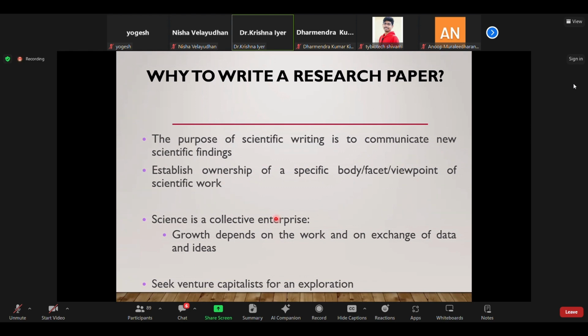And of course, from a financial perspective, when you write grants and when you write solicitations of your research ideas, the intention might be to get some financial assistance from what are called venture capitalists, so that you can continue to do your research. Okay, so that's the reason why we do technical writing.